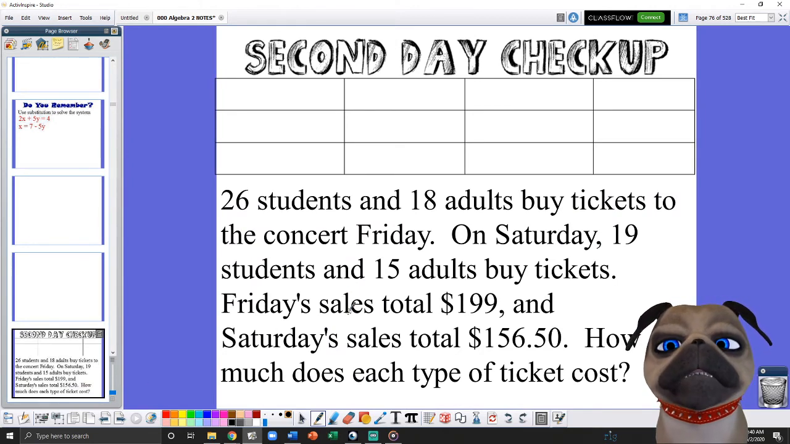So 26 students and 18 adults buy tickets to the concert this Friday. On Saturday, 19 students and 15 adults buy tickets. You know, imagining that we could still go to concerts. Friday's sales totals are $199 and Saturday's sales totals are $156.50. How much does each type of ticket cost? You go ahead, set up that chart, and I'll be back. Hit pause.